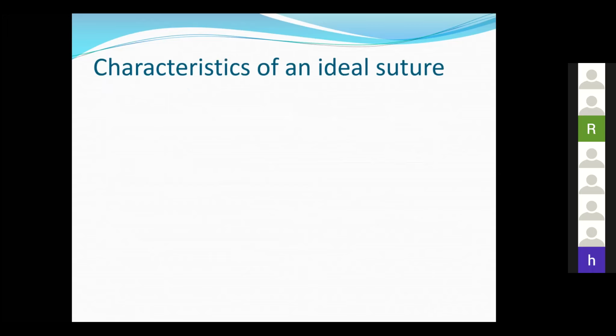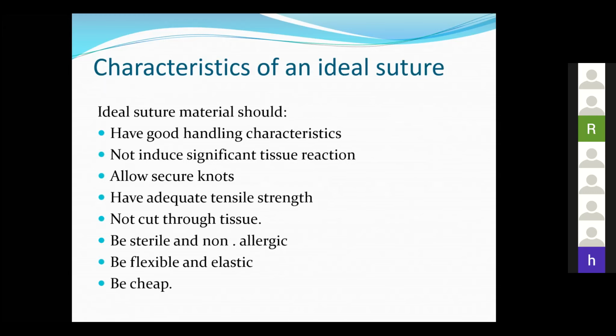Sutures have various characteristics. In some situations, we want some characteristics. In another situation, we want some other properties of the suture. So an ideal suture is one which we can handle very easily. It should not have tissue reaction, like silk causes severe tissue reaction. The knot tying should be easy. It should stay there for a longer period of time, or as long as we need it.